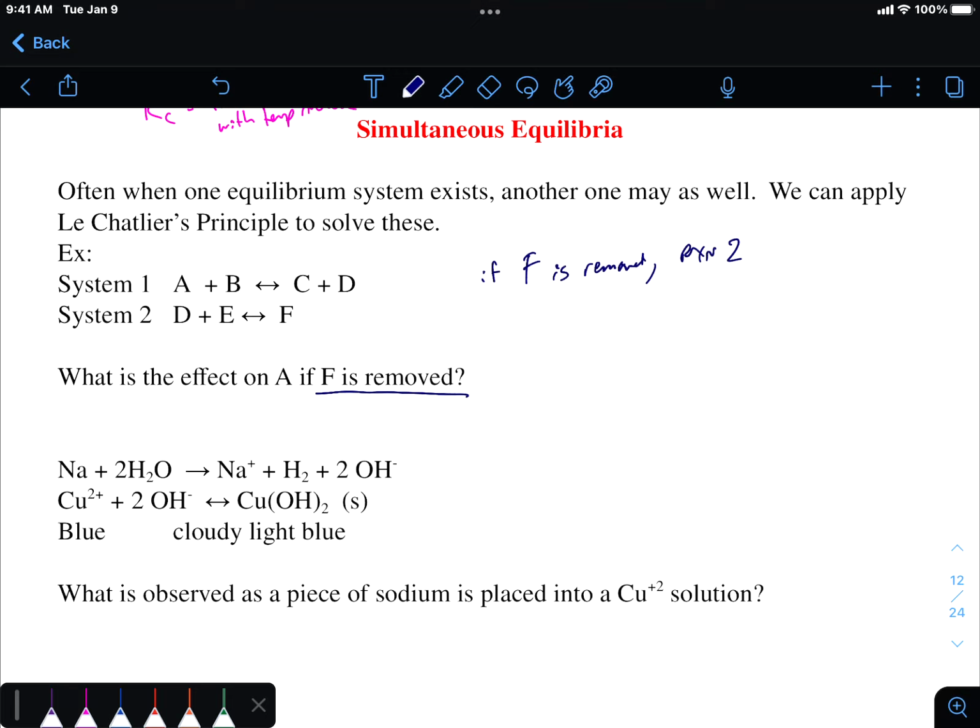Okay, so if F is removed, reaction 2 will replace it. Reaction 2 shifts right to replace F. Everybody agree? Removing F, the system's got to replace it. If reaction 2 is shifting to the right, that means what's happening to D and E? They have to decrease in order for reaction 2 to proceed. So the concentration of D decreases.